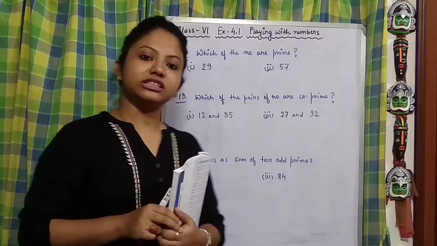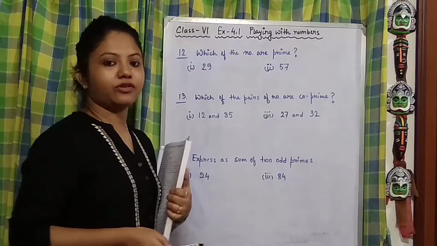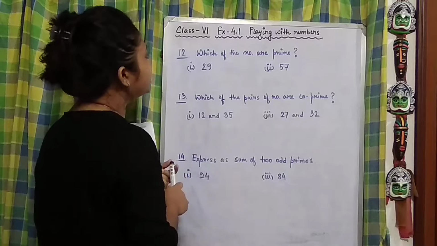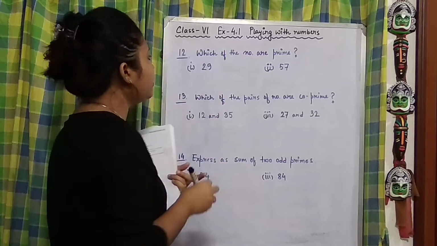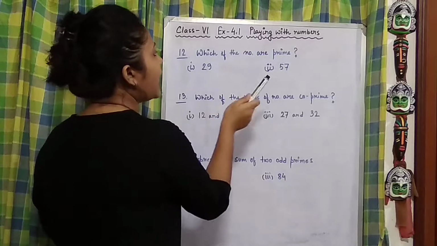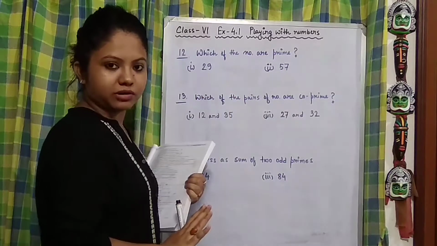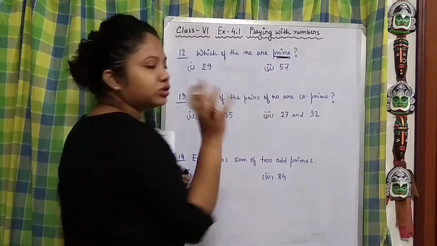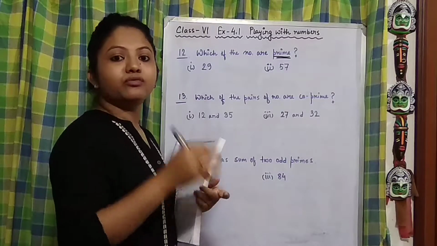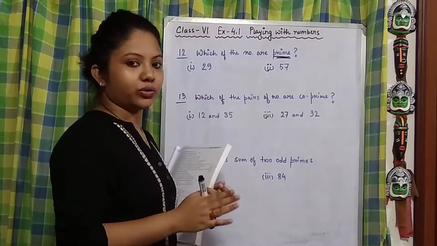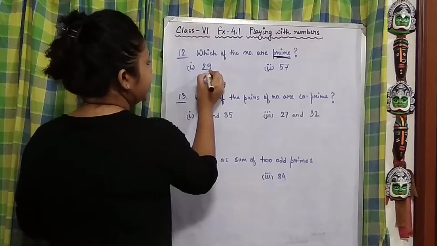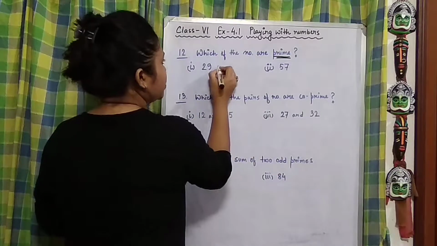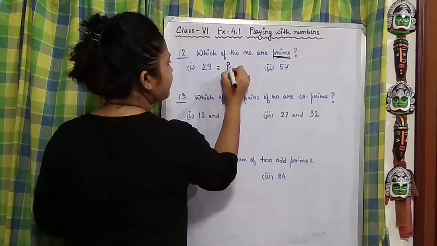So we are going to continue today from sum number 12 of exercise number 4.1, playing with numbers. The first one, sum number 12, asks which of the numbers are prime. I have taken two numbers for example. What we know about prime numbers is that they are numbers which can be divided by itself and one only, right? So here 29, is it divided by anything else? No. So here 29 is a prime number.